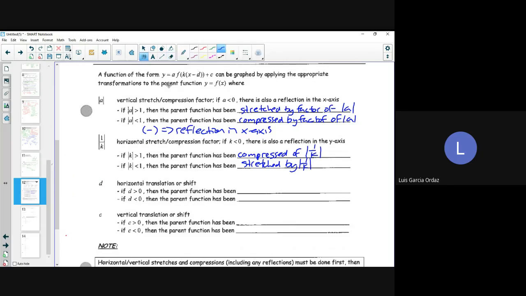Trust me, guys, a lot of people get these questions wrong in transformations. It's like, oh, it's a stretch of 2, but it's actually 1.